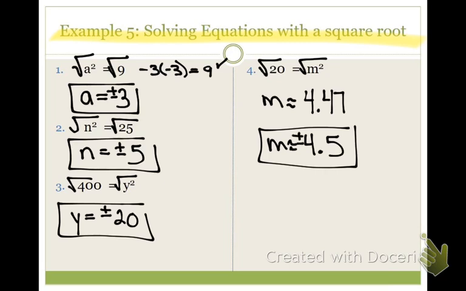Positive negative 4.5. Positive negative 4.5. When you round to the nearest tenth, you still have to include it. Yes, absolutely. So we just forgot that. So thank you for pointing that out. All right, now let's go to the next slide.